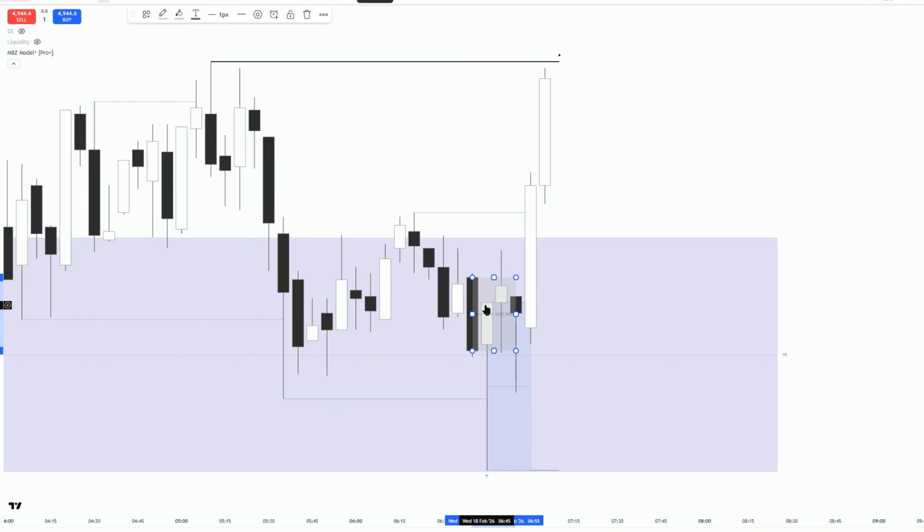And we can see that it closed above it right here. I'm not looking at the wicks, I'm looking at the body. And so it closed above that. That's a confirmation. The indicator automatically automates that along with the gap. And here we can see we had that beautiful reaction.